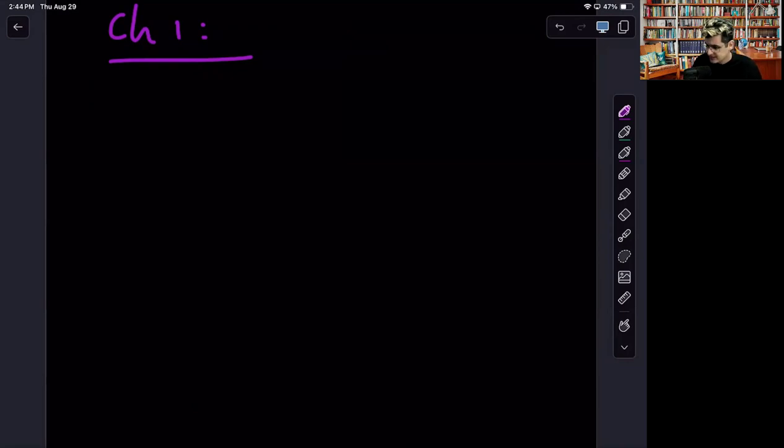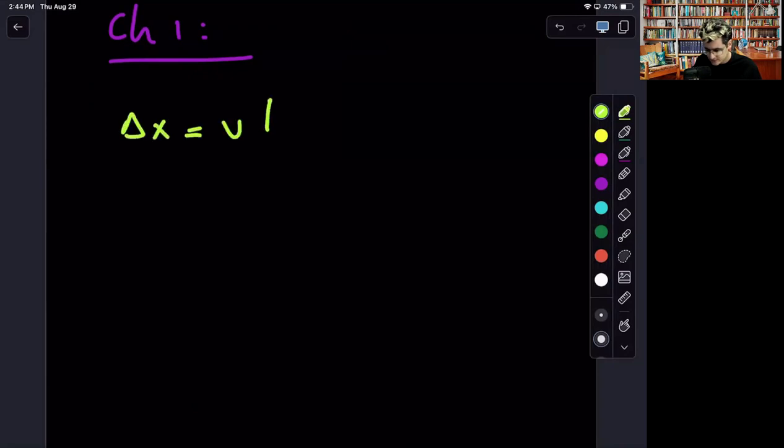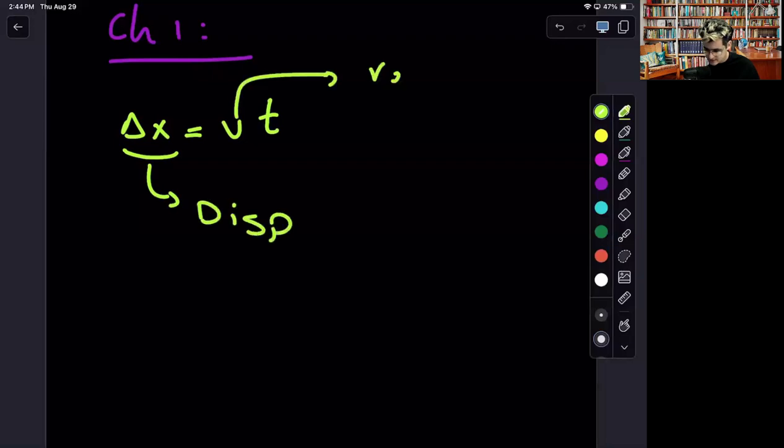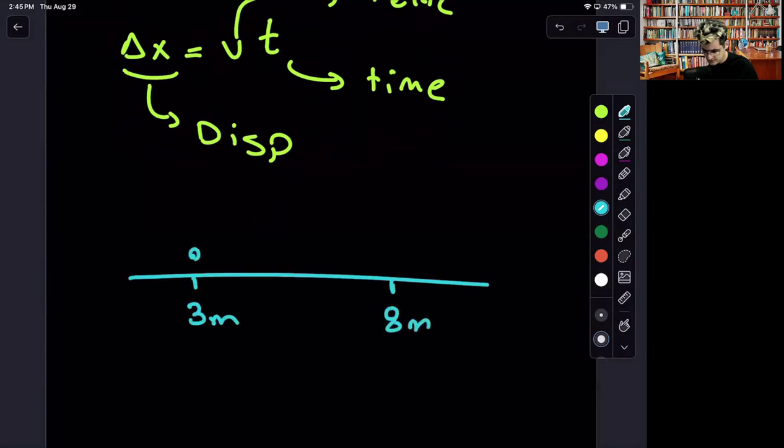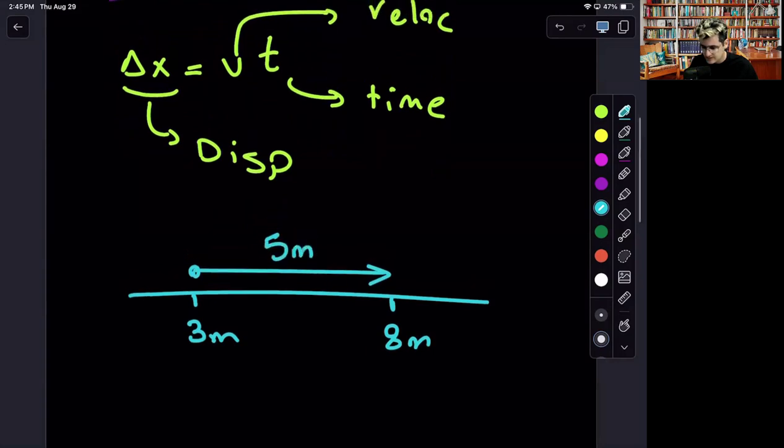Let's get started. The first equation that we have in the kinematics chapter is delta x equals vt. The delta x is called displacement, v is called velocity, and t is the time. Displacement is basically when you change your location from somewhere to somewhere else. Imagine you're at the location of 3 meters and then you go to 8 meters. How much is your displacement? Well, how much did you move? It's just 5 meters. So displacement is x final minus x initial. I call them x2 minus x1, or sometimes x minus x0 as well.